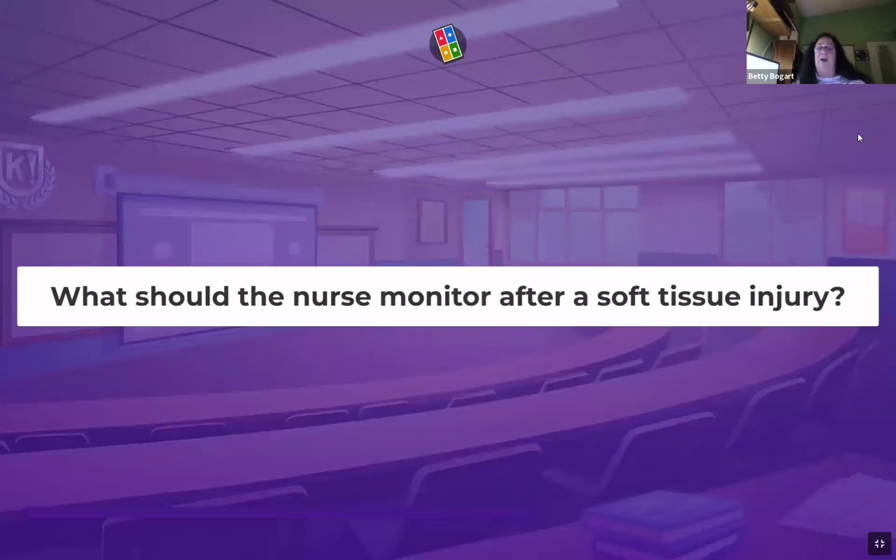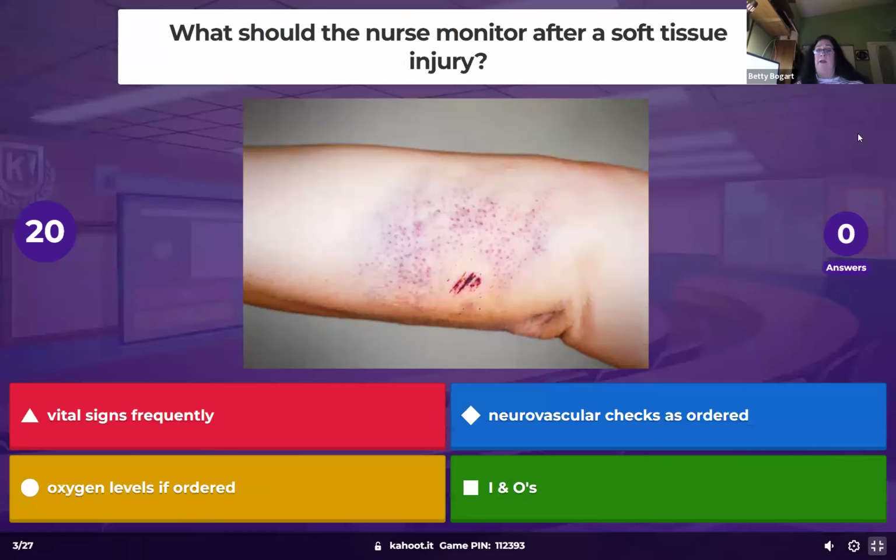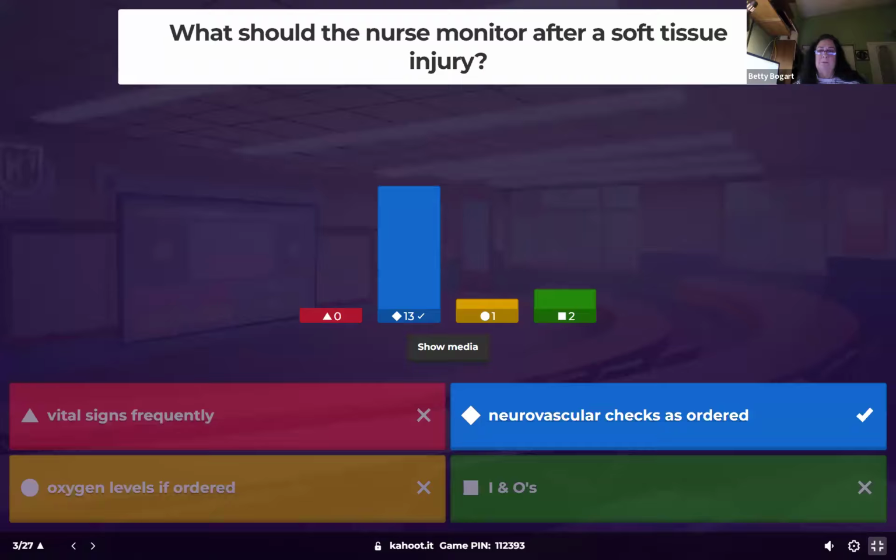What should the nurse monitor after a soft tissue injury? What did I say will always be the answer? Soft tissue injury. You're always going to check neurovascular signs. You want to make sure blood is going down there. That's our biggest concern.